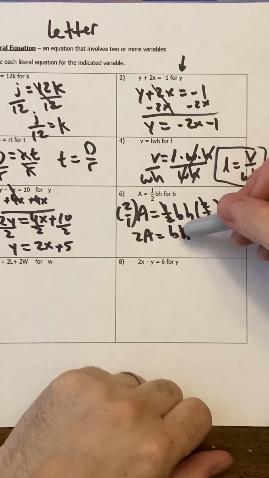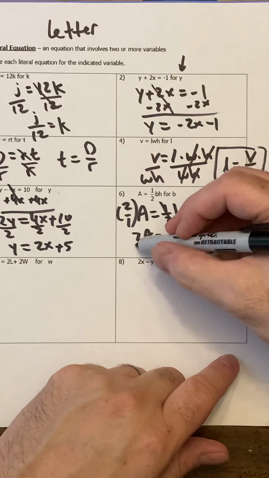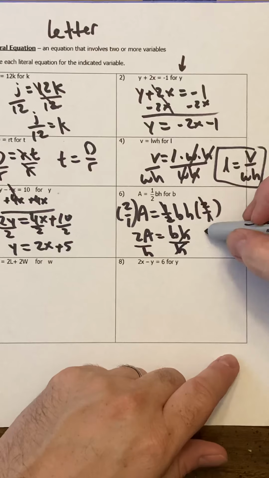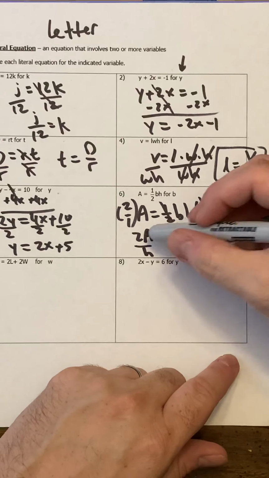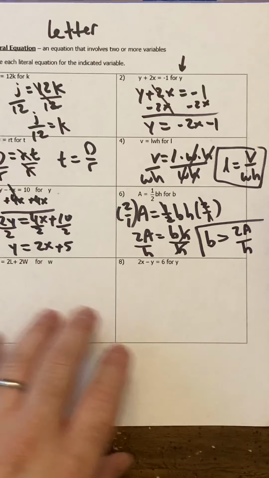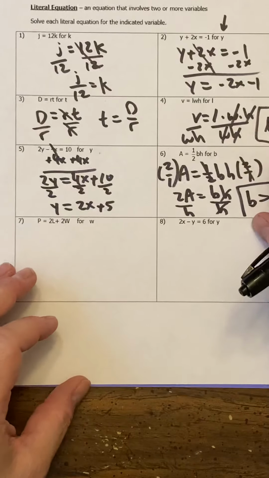But you want the b by itself, and there's still an h there. Well, divide by h. The h's will divide out. You're going to have b by itself. I'll rewrite it over here. b equals 2A over h. Okay? Let's do one more of these, and hopefully you'll get the hang of it.